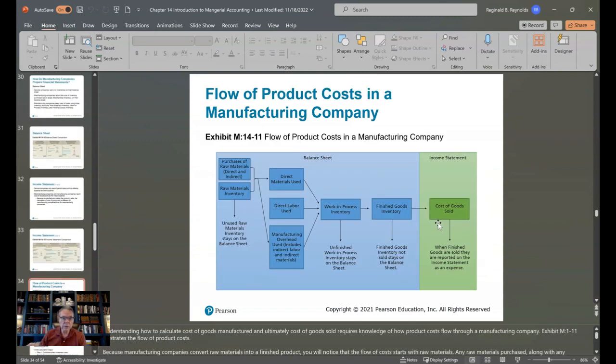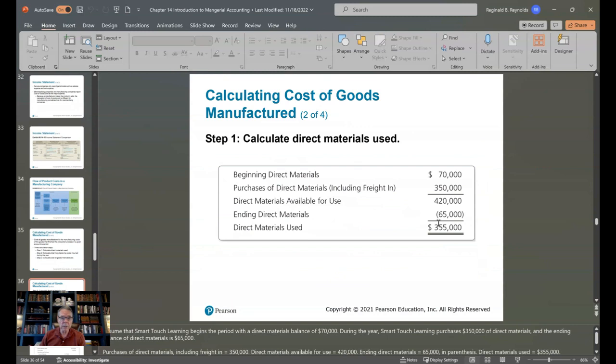Here is sort of a chain as far as what these costs are. You should be familiar with this, whether it's raw materials, work in process, or finished goods. You start with a quantity, you add to the quantity, and so that provides you a quantity that is available for use. You add those together, you subtract out what you have left over, and that is your cost of goods sold.